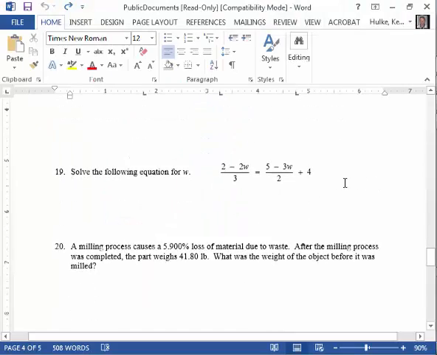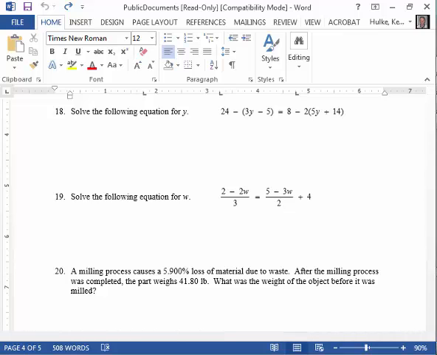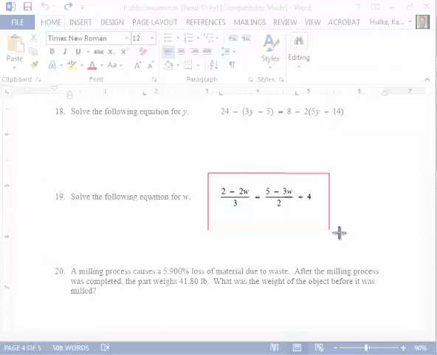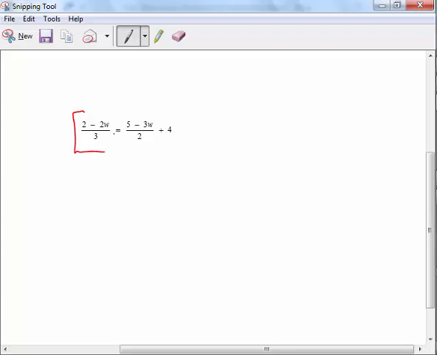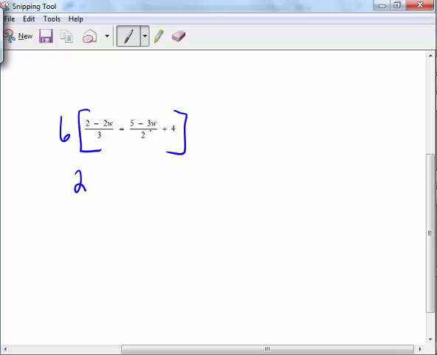Next one, solve the following equation for W. We want to figure out what W is here. So let's multiply everything by 6. We're going to solve for W by multiplying everything by 6. And we get 2 parentheses, 2 minus 2w equals, multiply this by 6, you get 3 times 5 minus 3w plus 24.